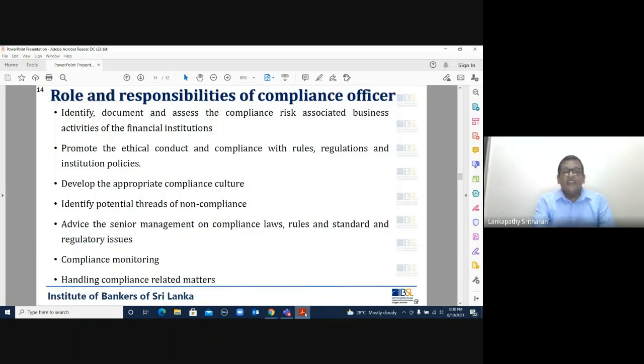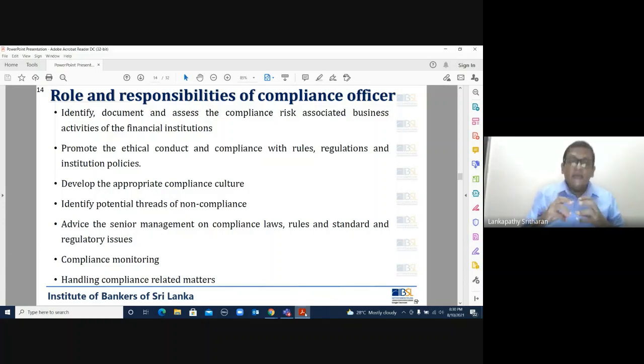And identify the potential threat of non-compliance, because this is a sort of assessing. If they don't comply with a particular requirement, what would be the threat? What would be the risk or impact? The compliance officer should identify and keep it. And advise the senior management on compliance laws, rules, and standards and regulatory issues. Because it is another important duty.